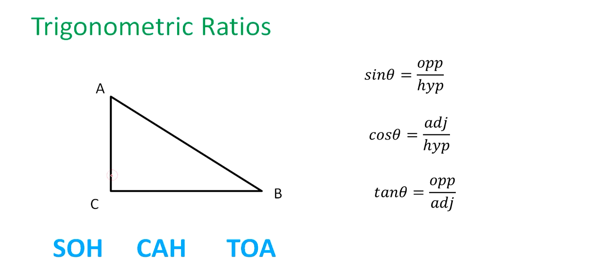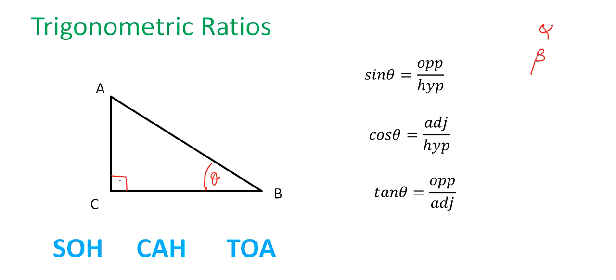So let's consider this right angle triangle ABC. This is 90 degrees and we are given one angle which is called theta. Now theta is just a Greek letter of the alphabet. In some books or some questions you might see the angle given as alpha or even beta. Right, but I'll be using theta for now.